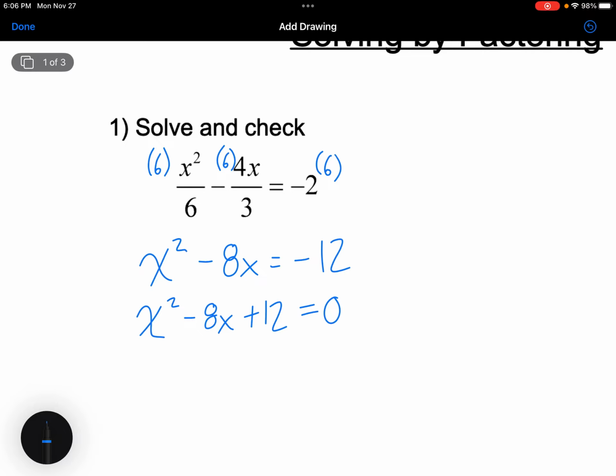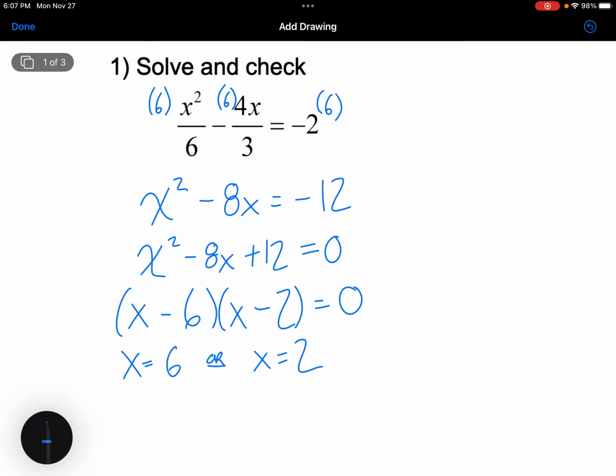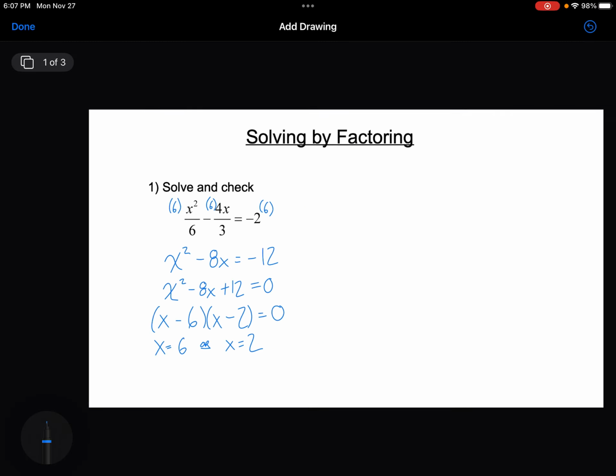And now we can solve by factoring by just finding two numbers that multiply to 12 and add to negative 8. Okay, so looking at this, we're going to have two negatives. So we put our x's in the front. And then when we factor this, we're going to get 6 and 2. So 6 times 2 is 12. 6 plus 2 is 8. They're both negative, so we get negative 8. So then we get x equals 6 or x equals 2. Okay. Moving on to the next one.